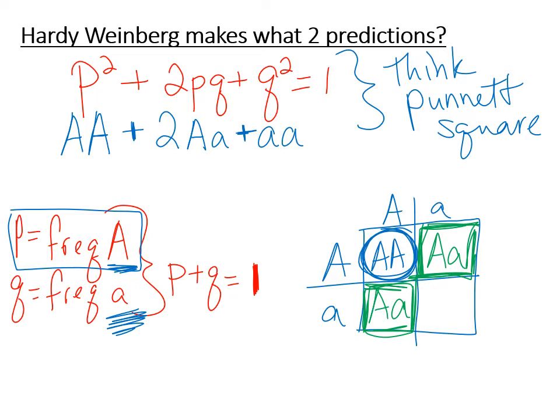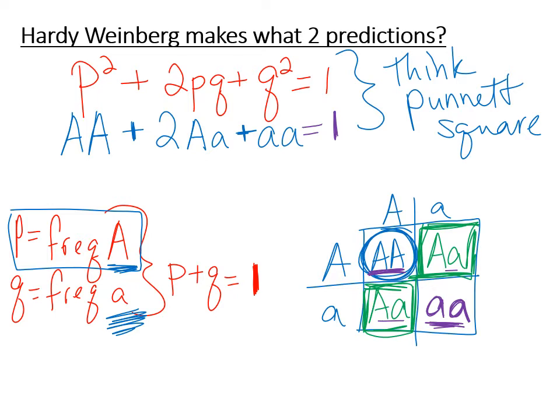And what do you know from our little Punnett square? You have one square that's double lowercase a. Do you see any other squares other than homozygous dominant, homozygous recessive, and the hybrids? No. So all of those have to add up to one, 100% of the possible genotypes in the cross. Okay, so that's why you see P squared plus 2PQ plus Q squared equals 1.